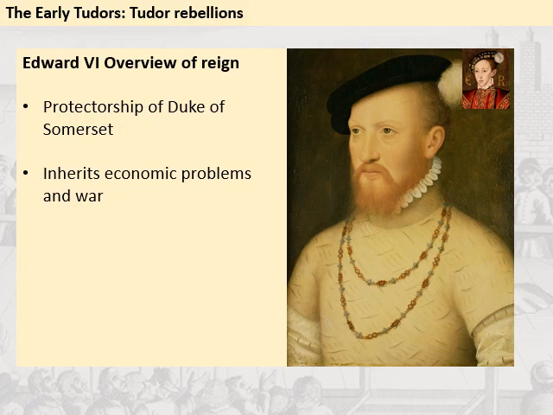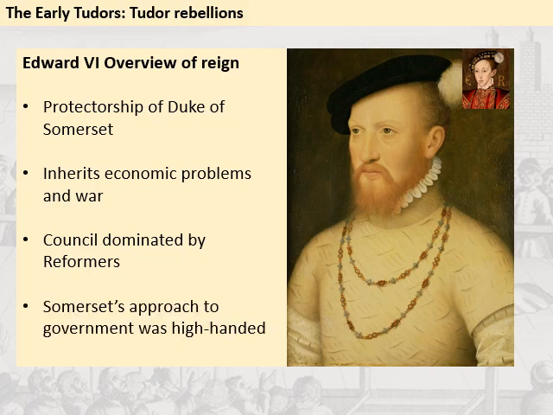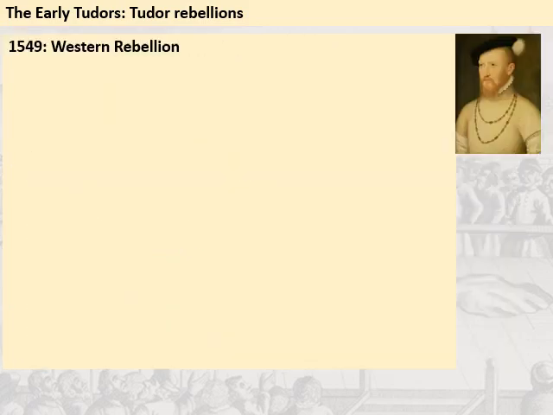Now, the regime had inherited problems from the end of Henry VIII's reign. There were economic problems, there was inflation, partly caused by debasement, there were shortages, and Seymour had chosen to continue wars against France. His council was dominated by reformers, but his approach to government was high-handed. This means that he's inextricably and personally linked to policy. These councillors felt distant from decisions that he made. So when things go wrong, he's ultimately accountable personally.